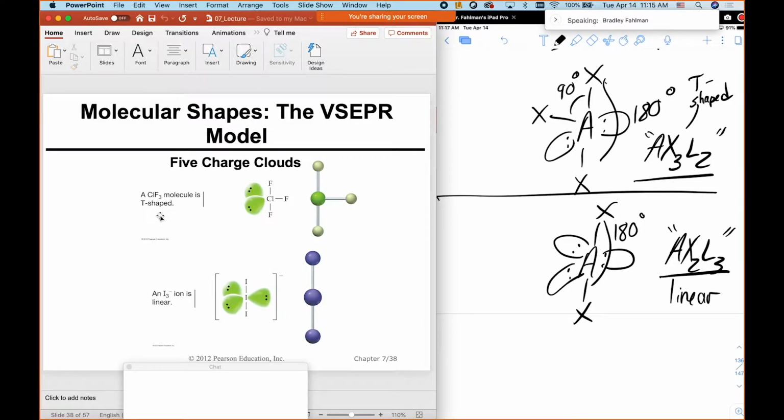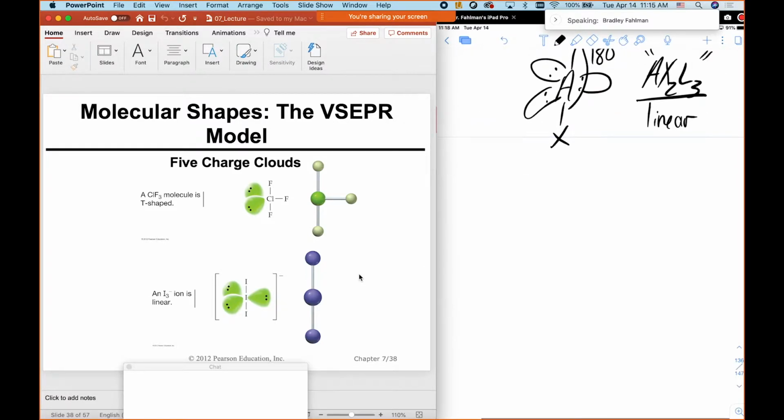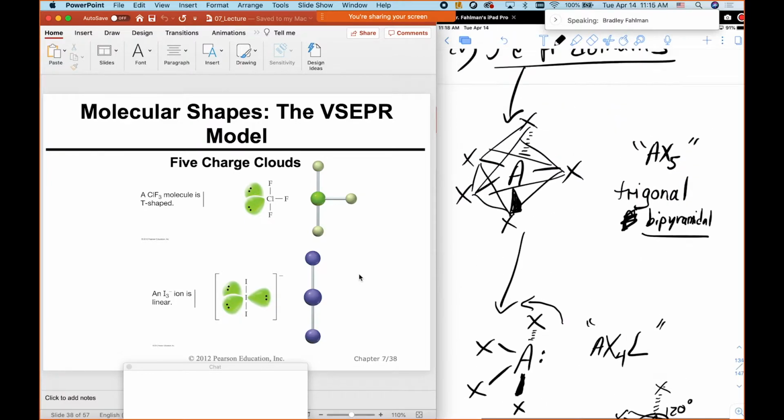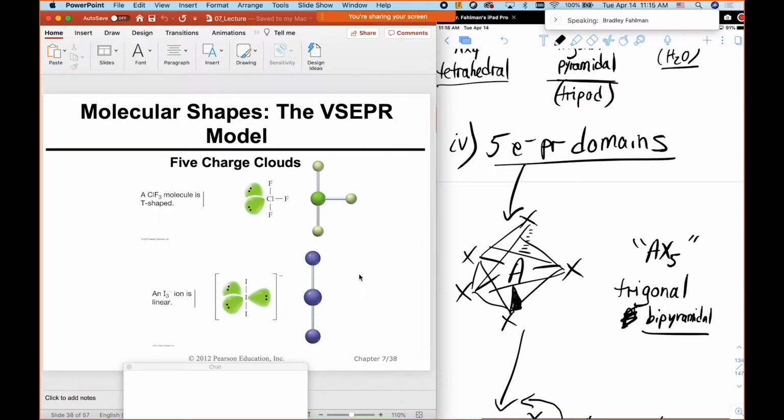So these are some examples, like ClF3, and then the triiodide anion is linear. All right, so any questions about those then? All those are still considered five electron pair domains.